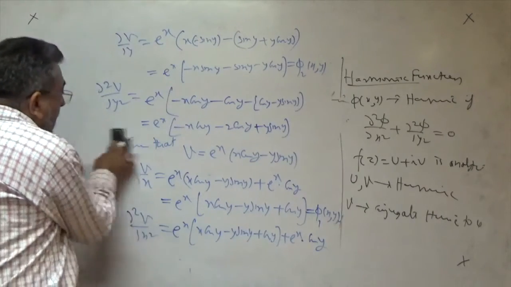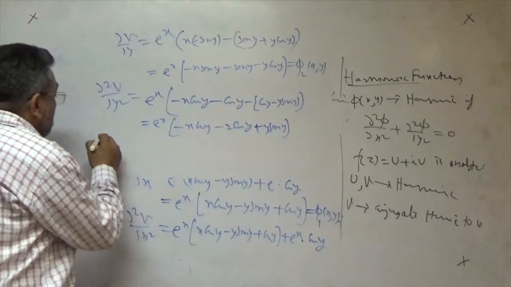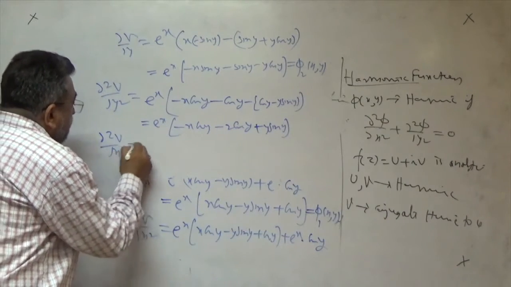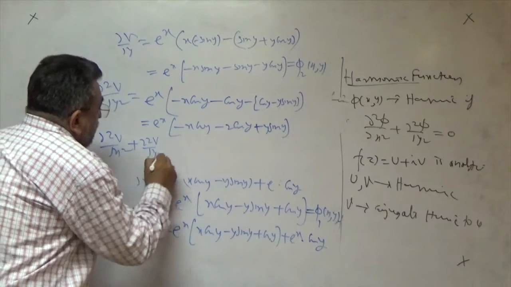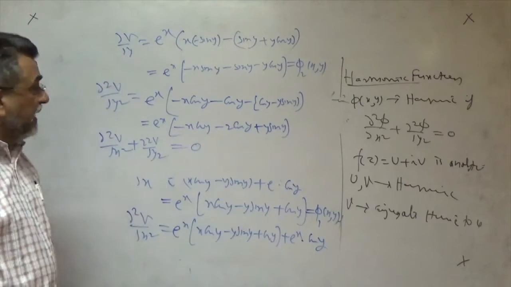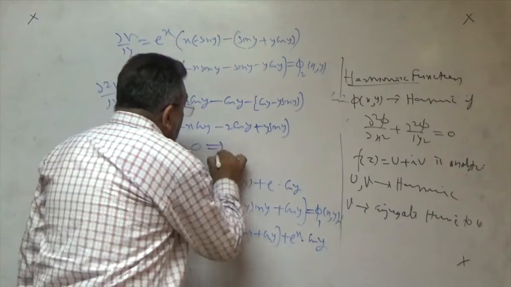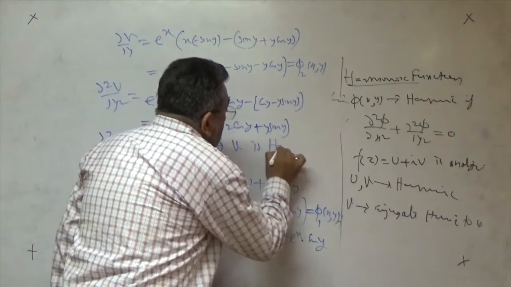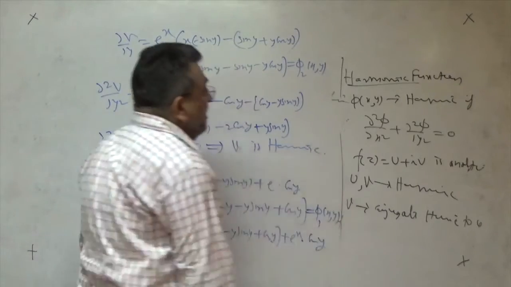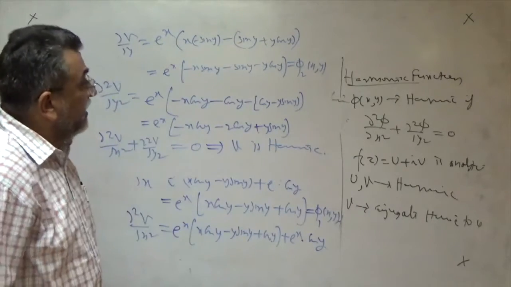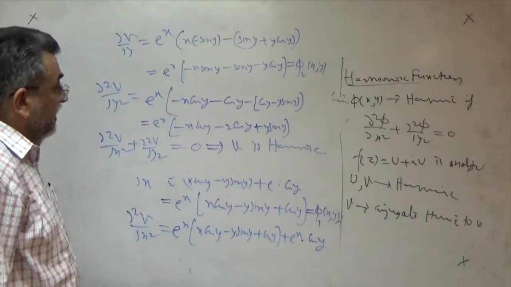If you add these two, del 2 v by del x 2 and del 2 v by del y 2, then you will get 0. All terms are cancelled out. So here we can say that v is harmonic. That is the answer of the first part of the question. The given function v is harmonic.